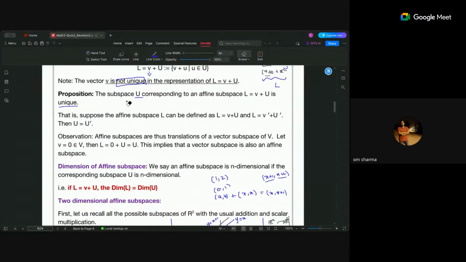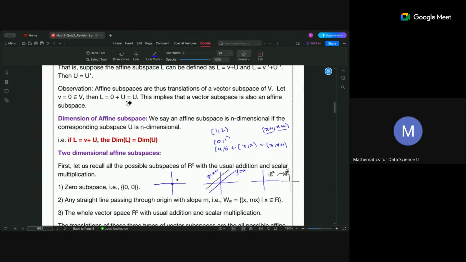Suppose here one line y equal to x is passing through the origin. Any line parallel to this line will be an affine space corresponding to it. All parallel lines are affine spaces corresponding to this. But if you are taking any fixed affine space, then the corresponding subspace to it is unique. For one particular affine space, the corresponding subspace is unique.